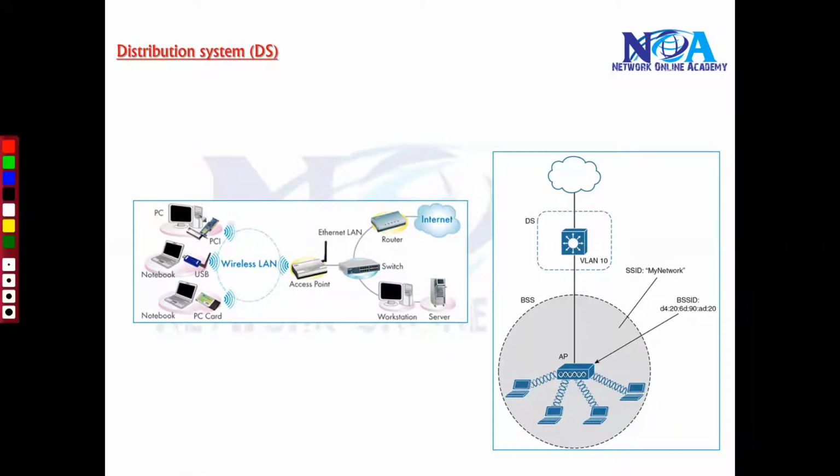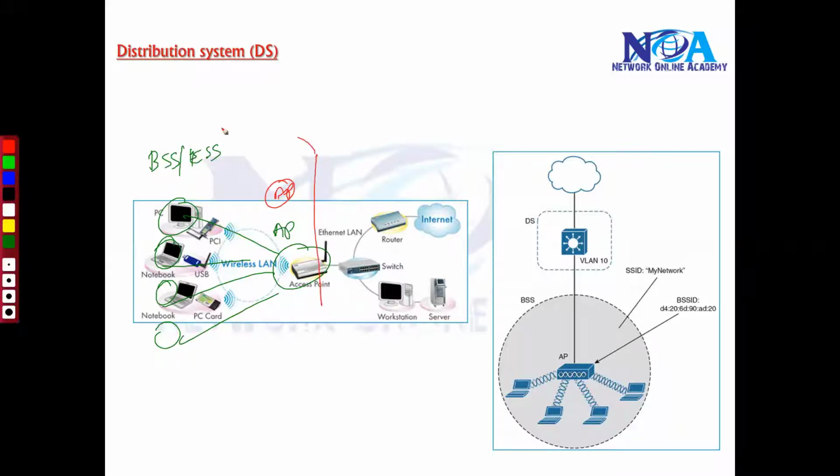Okay, the next thing we'll try to understand about distribution system. Like in the previous scenarios, we have discussed about basic service set, where you can connect all your wireless users to a single access point, or you can use something called extended service set. In the case of extended service set, we'll be using multiple access points.